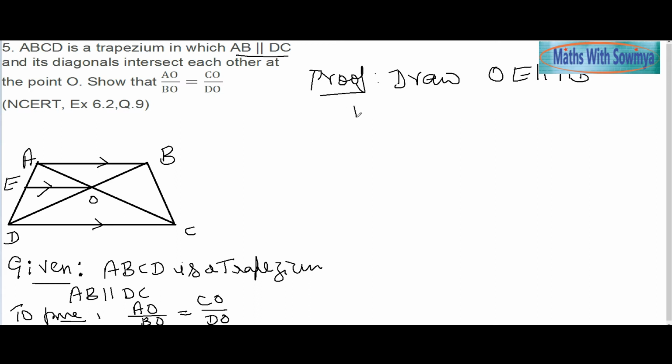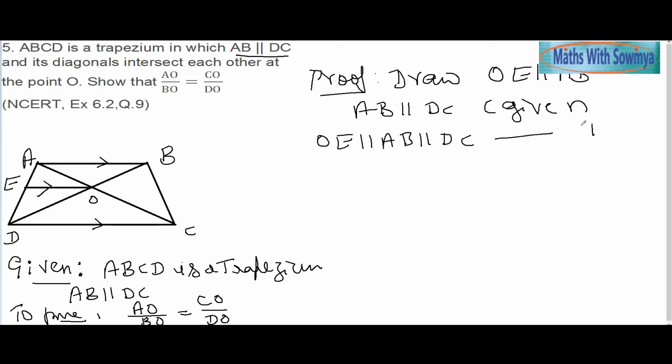But we have been given AB is parallel to DC. So if AB is parallel to DC, then this OE or EO is parallel to both of them. So we can write this and mark it as 1, so that whenever required we can use this.